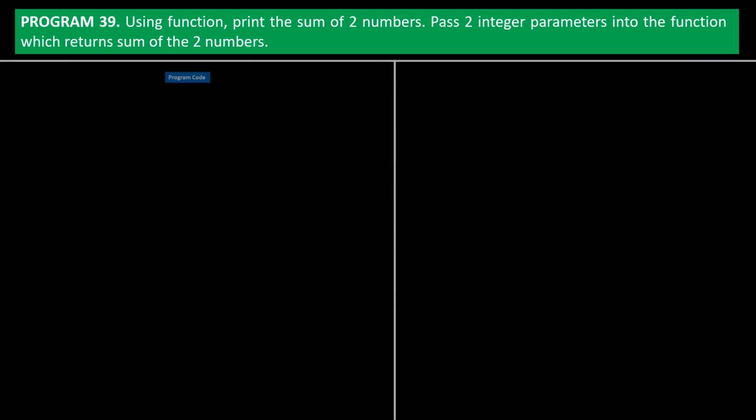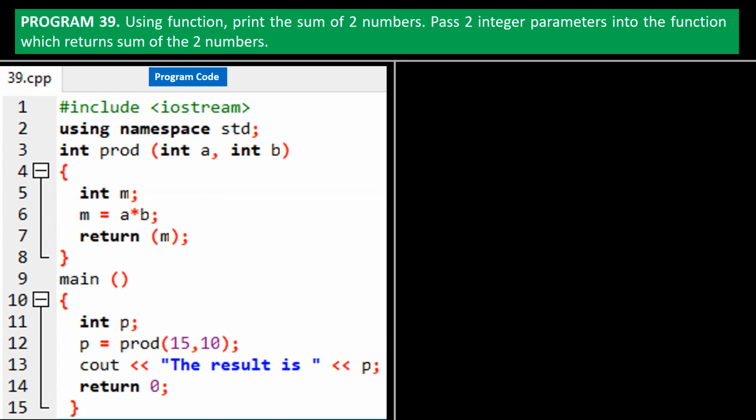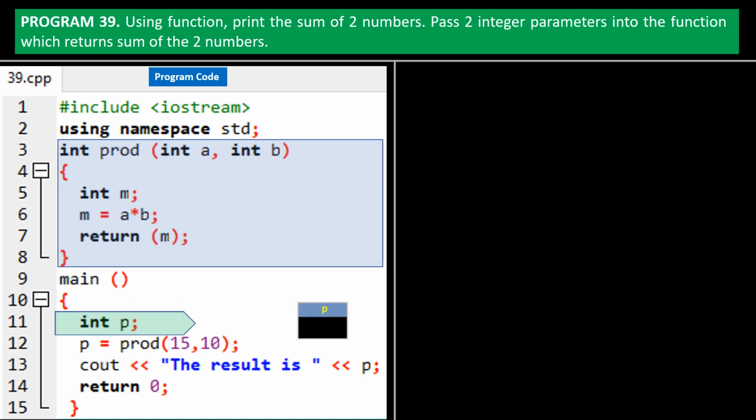I have defined a function named prod. It's declared before the main function. When you run this program, the control enters the main function and goes onto line 11. An integer variable p is declared here. Memory is allocated. Program control shifts to the next line, where the prod function is invoked. The function is supposed to bring back some value and store it in the integer variable p. The prod function carries along with it two values, 15 and 10.